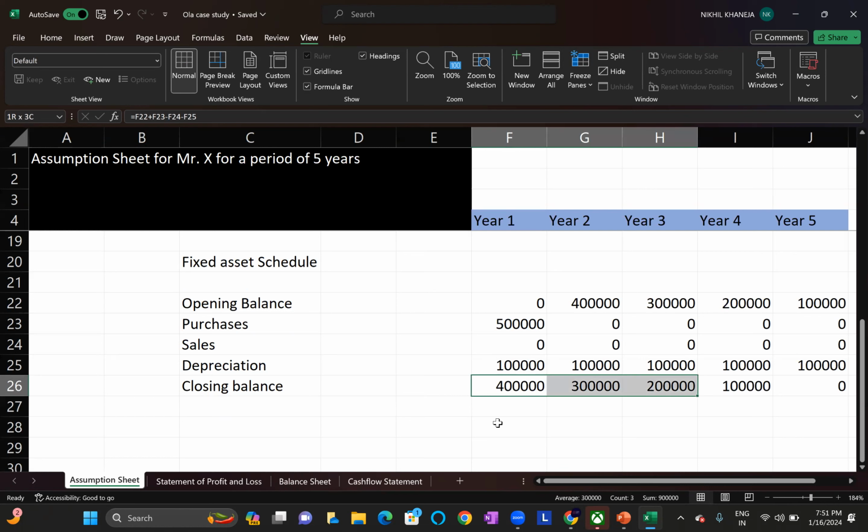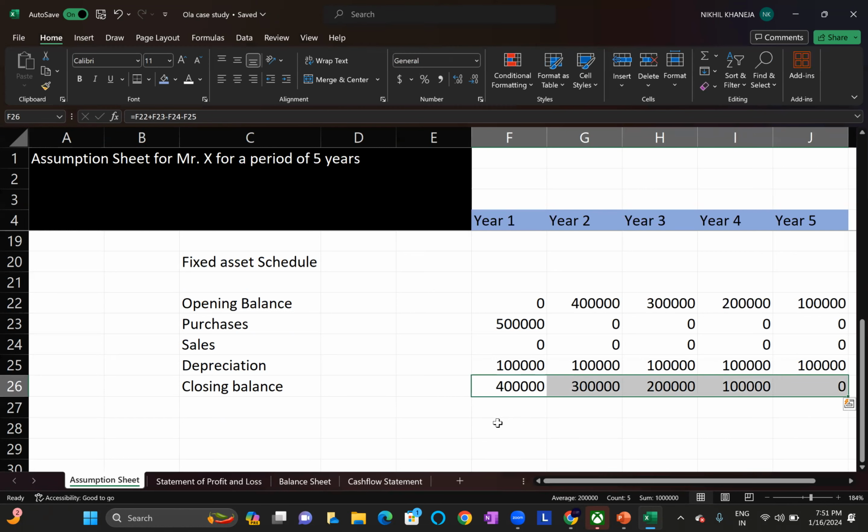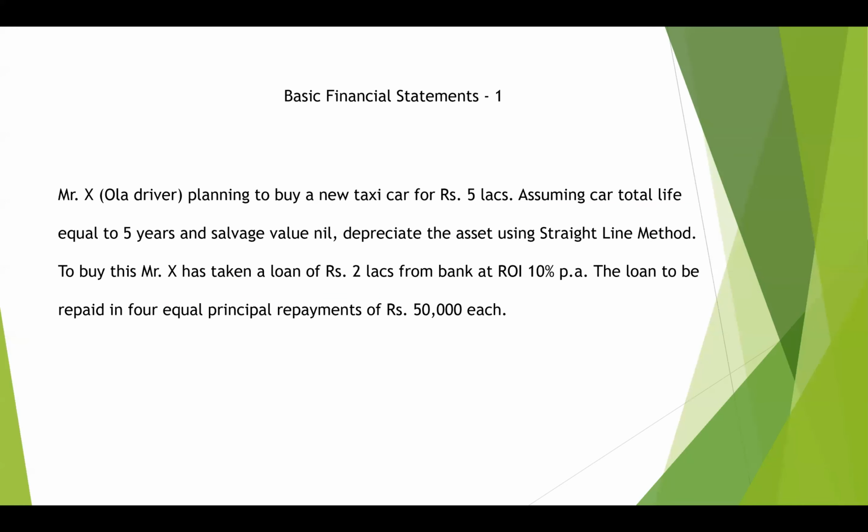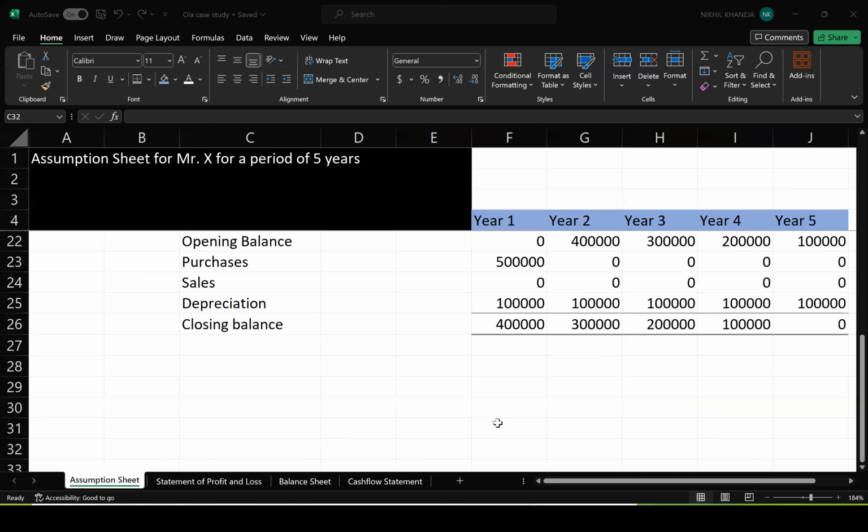I will select this, Alt H B U, and I will keep it under freezing. Fine. Now the fixed asset schedule is done. Now I will come to operational data.